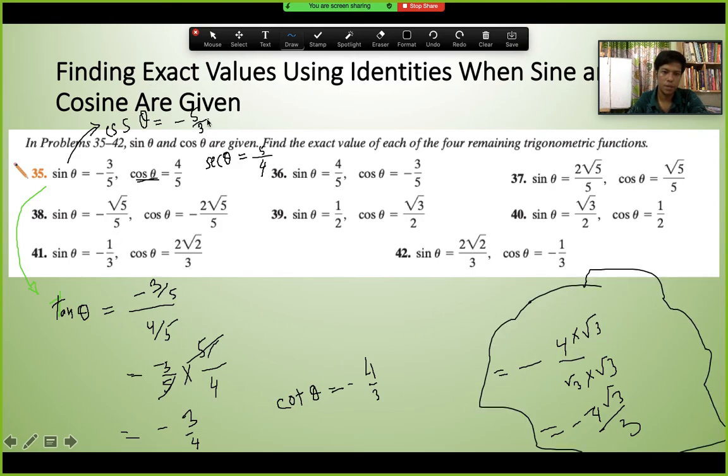Our answer is here. They said to find the exact value of the remaining trigonometric functions, so this is the exact value of the remaining trigonometric functions. Let's say this is number 1, this is number 2, this is number 3, this is number 4. Two of them are given and we have to find 4, so that the total is 6.